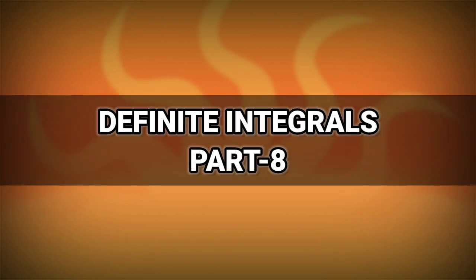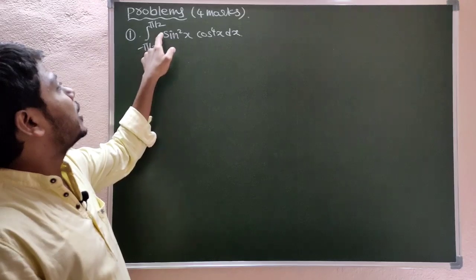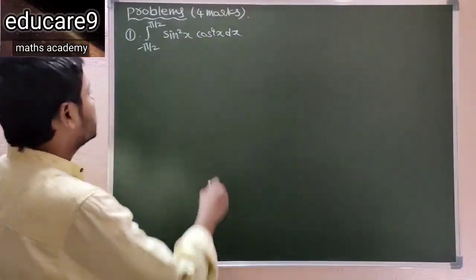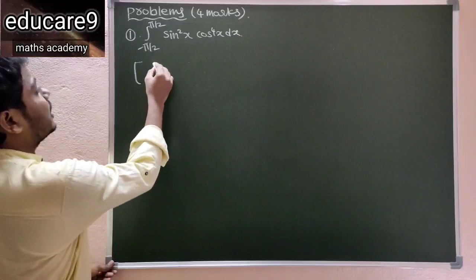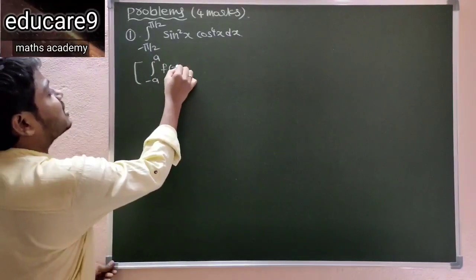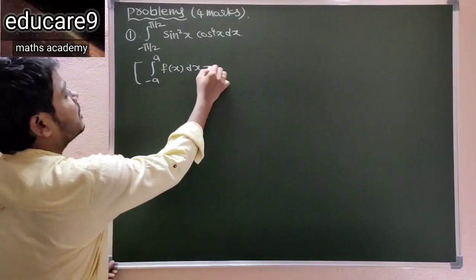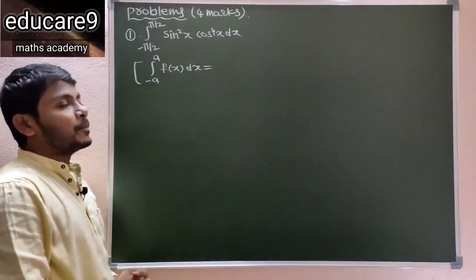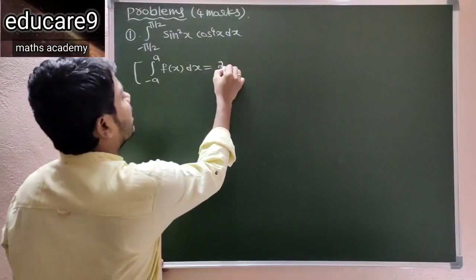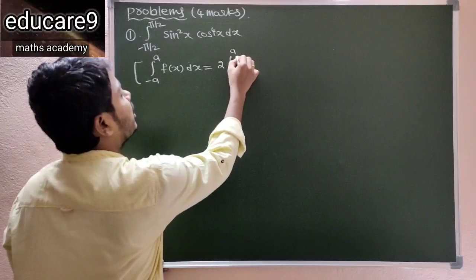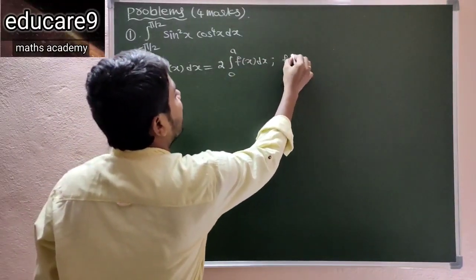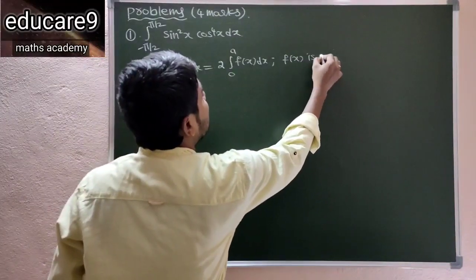Definite integrals, part 8. Integral from minus pi by 2 to pi by 2 of sin square x cos power 4x dx. Here you know the integral from minus a to a of f of x dx. This is one of the properties of the definite integral. That is 2 times the integral from 0 to a of f of x dx if f of x is an even function.